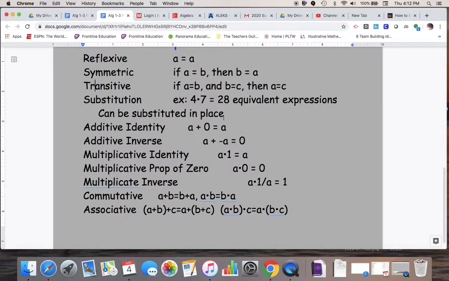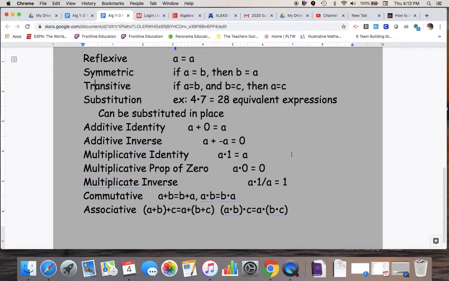Next, substitution, we use that all the time. That's just saying you can have equivalent expressions, you can write them in different ways for whatever's convenient. Basically think about it as doing simplification. And then additive identity: if you add 0 to anything, it doesn't change it. Additive inverse means that if you add the opposite of something to itself, you will get 0. So if you have 3, for example, and you add -3, you will get 0. Multiplicative identity says that if you multiply anything by 1, you will get that same thing.